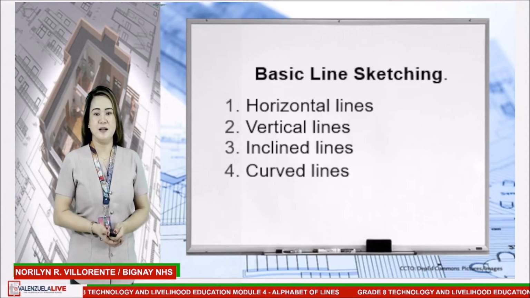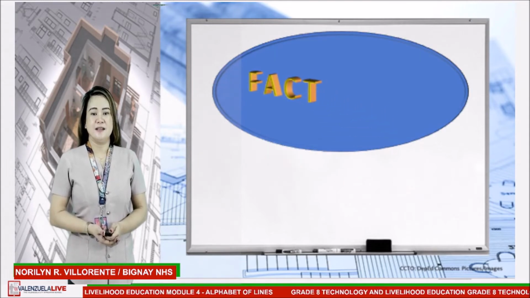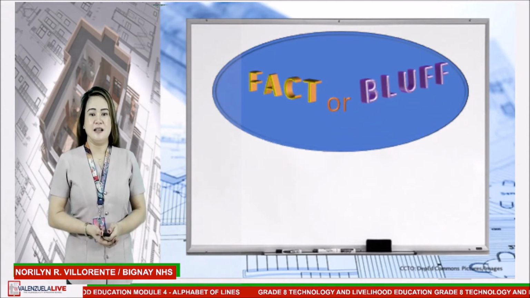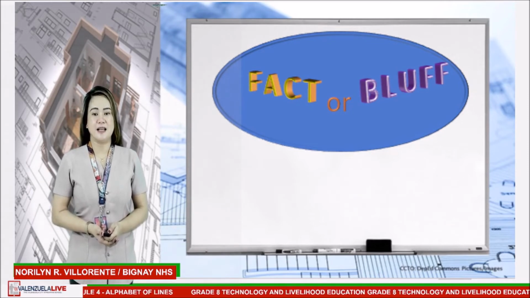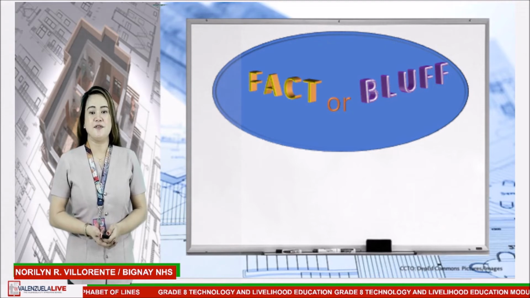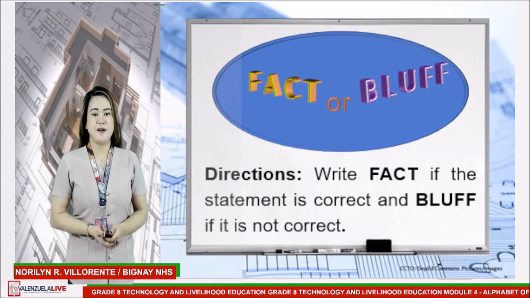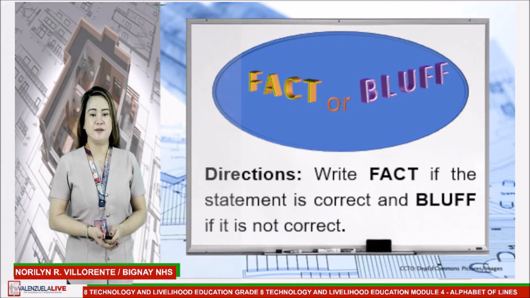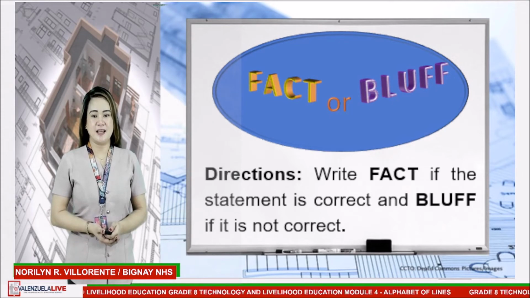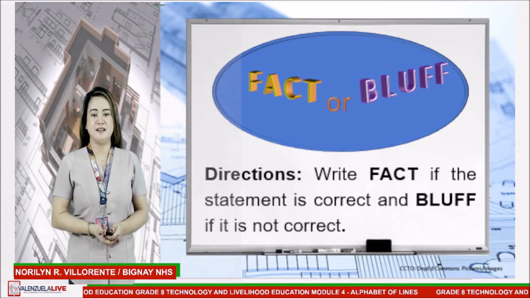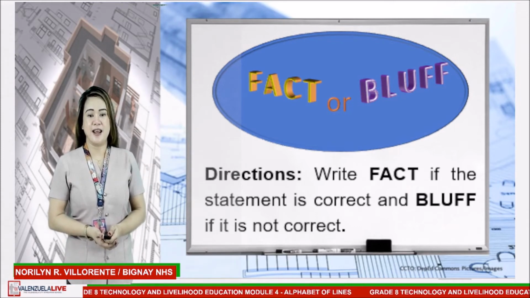Number 4, curved lines. For you to remember some important keys that we discussed today, let's have this short activity. The title of this activity is Fact or Bluff. With directions, write fact if the statement is correct, and bluff if it is not correct. You have 5 seconds to answer each number by commenting your answer below. Are you ready? Great, let's start.